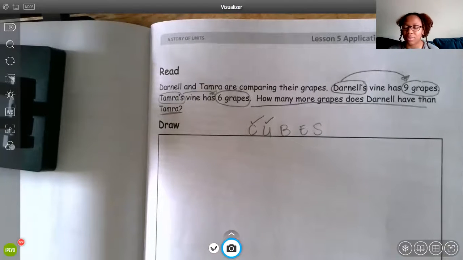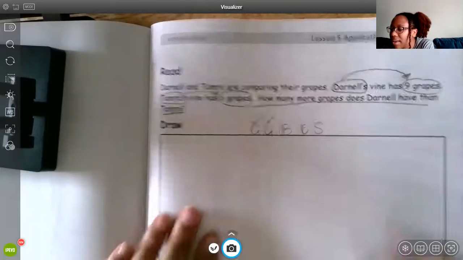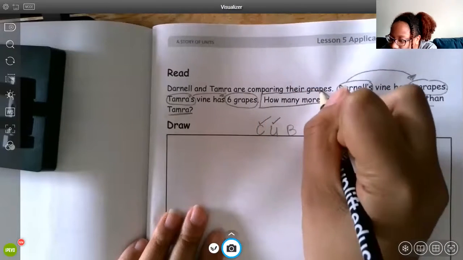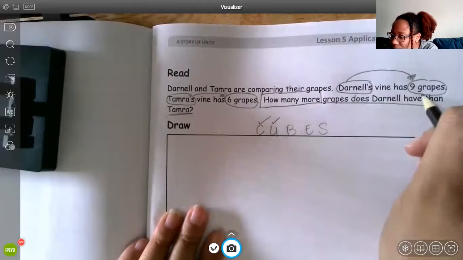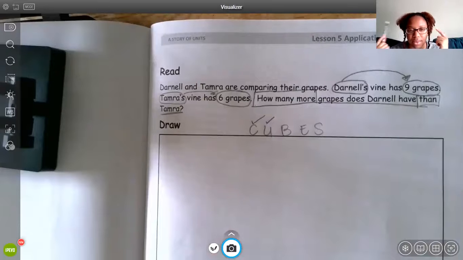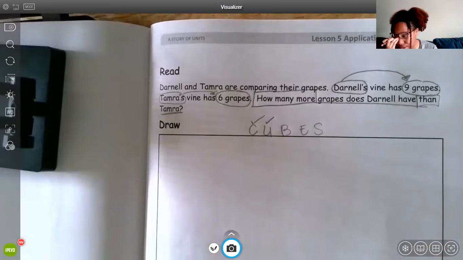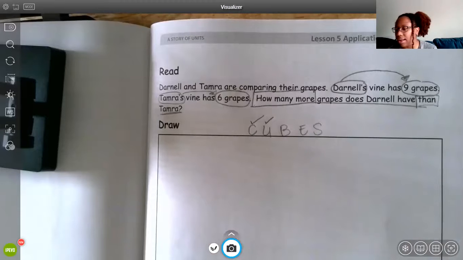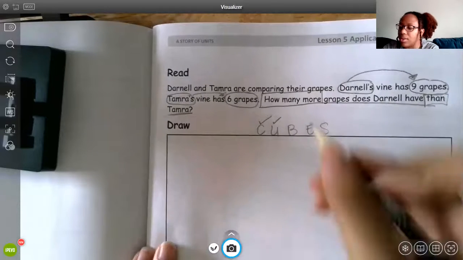Now this looks similar to what we've been doing for the past few days. So remember, I have my key phrase right here, how many more? And then I also want to say than, because that helps me know that I am going to compare 2 numbers together. So I'm going to look at 2 numbers, and then I want to know the difference of how many more one has than the other. So I did the B.